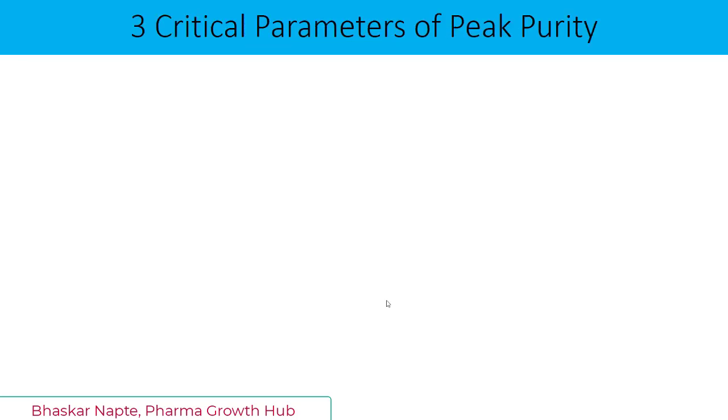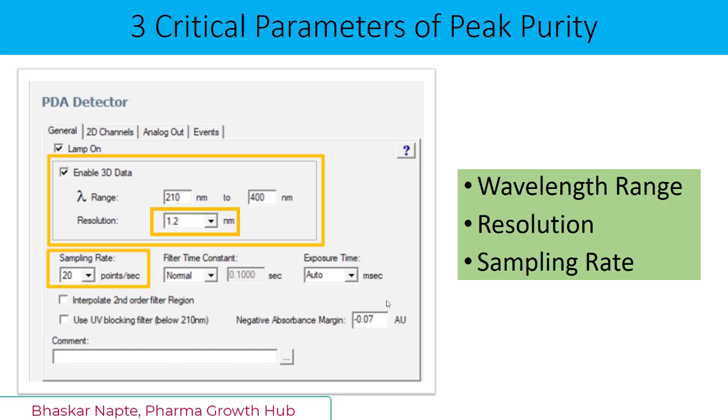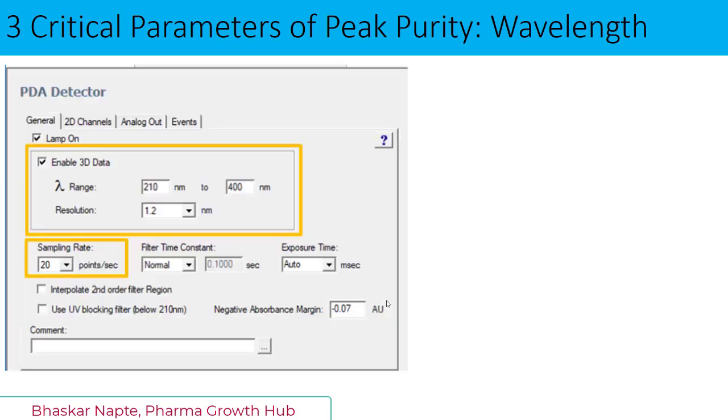Now, what are the three important parameters that I am going to explain throughout this presentation, which are very important as far as evaluation of peak purity is concerned? Parameter number one is the wavelength, second is resolution, and the third is the sampling rate. This entire presentation is going to be built on the basis of Empower software. I'm going to explain these parameters based on the Empower software. So the first parameter is the wavelength. What is the role of wavelength?